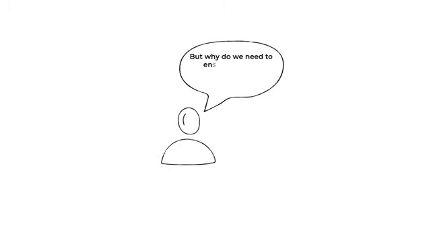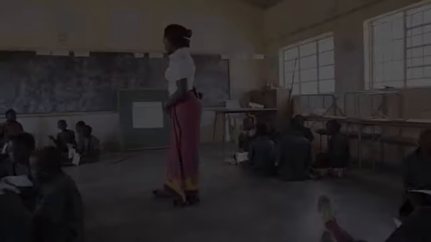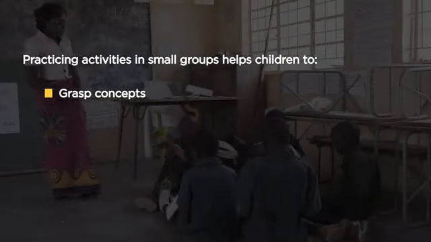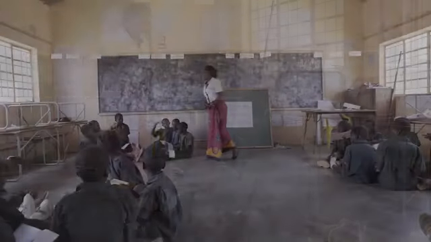But why do we need to ensure that the children transition to small groups in the first place? The transition from whole class to small groups is important as it helps children to understand concepts better, learn through their peers, and develop skills to work in a team.